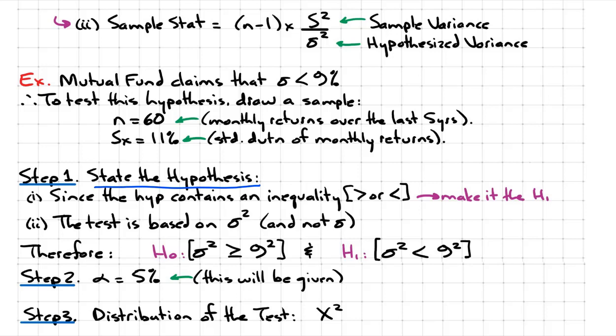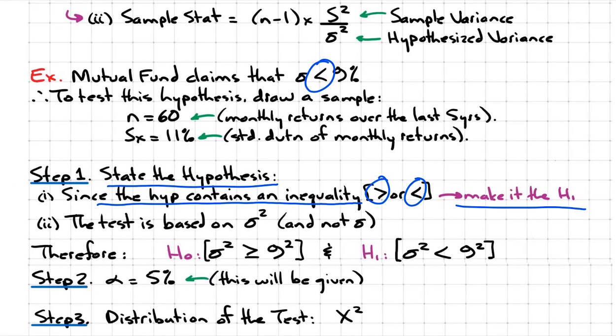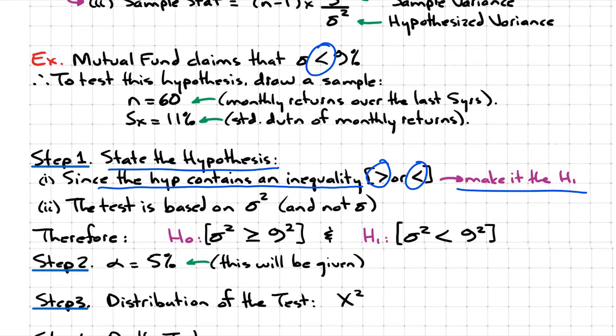Now, from a previous module, I indicated that if the hypothesis contains an inequality, such as a greater than or less than sign, we make it the alternative. I went into the whole discussion in the previous module, so you can follow up on it if you like. But here I want to keep it simple. If you see an inequality, you make it the alternative.